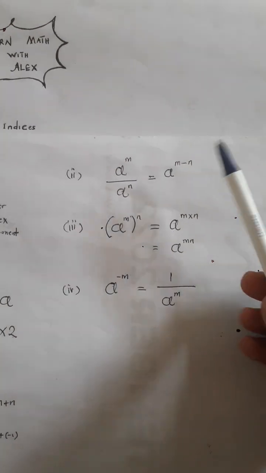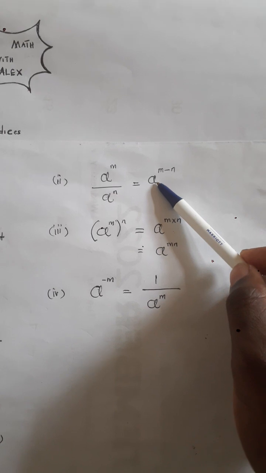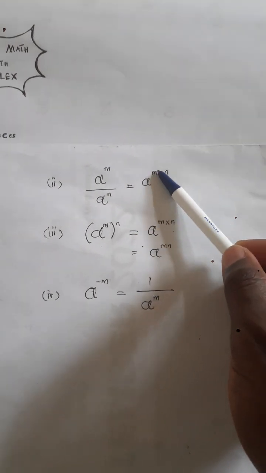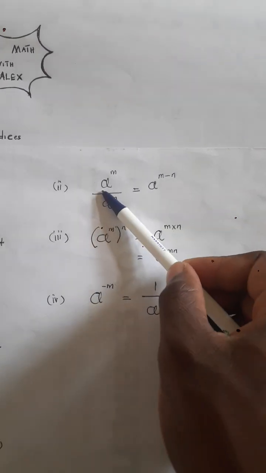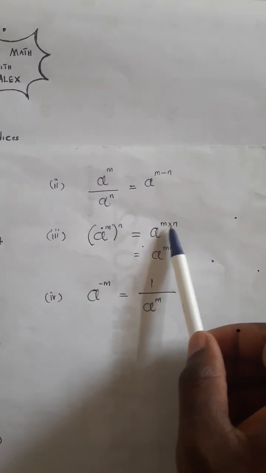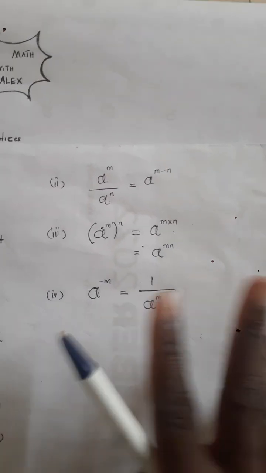So if you have a number and the base, sorry, and the powers are subtracting each other, you can split them. You can go back to this side. Even here, when you're multiplying two powers, you can also write them in that way. So this is just a two-way thing.